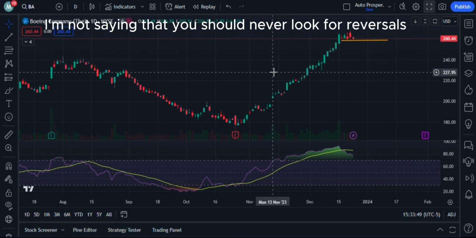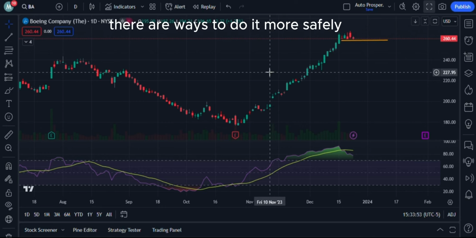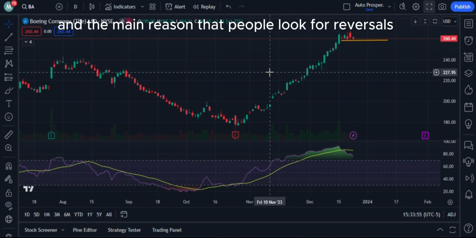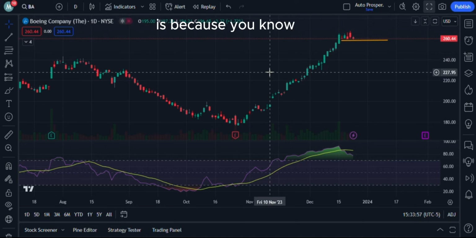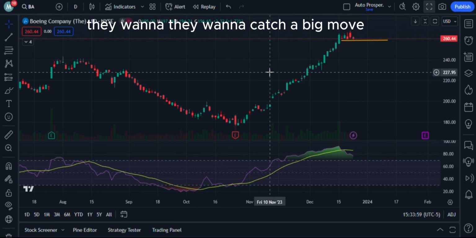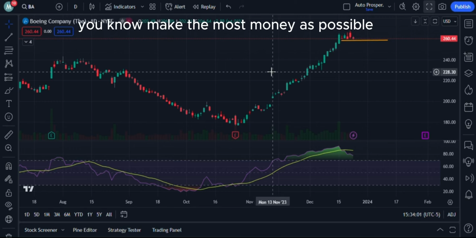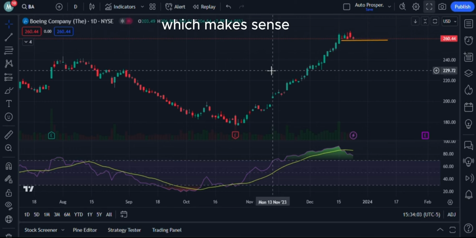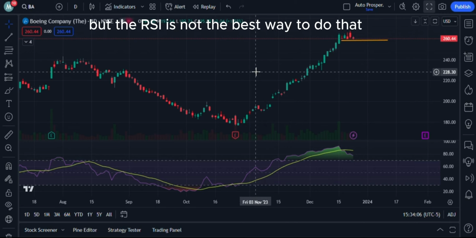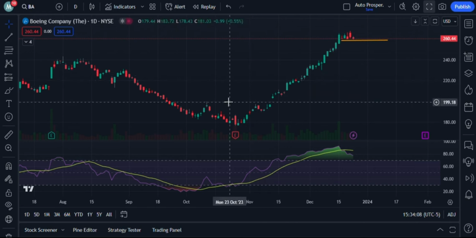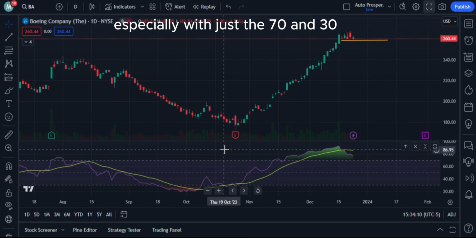Okay, so this is the problem with using this indicator as a reversal type of indicator. Now, I'm not saying that you should never look for reversals. There are ways to do it more safely. And the main reason that people look for reversals is because they want to catch a big move. They want to make the most money as possible, which makes sense. But the RSI is not the best way to do that, especially with just the 70 and 30.